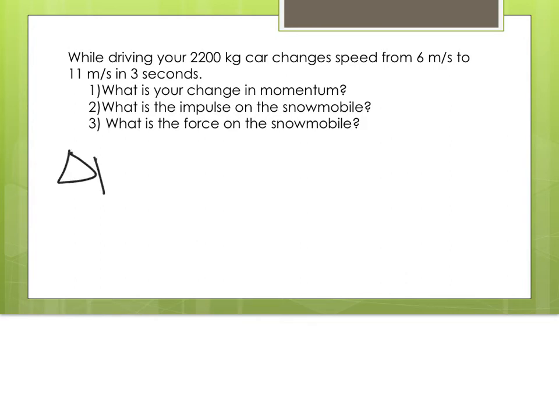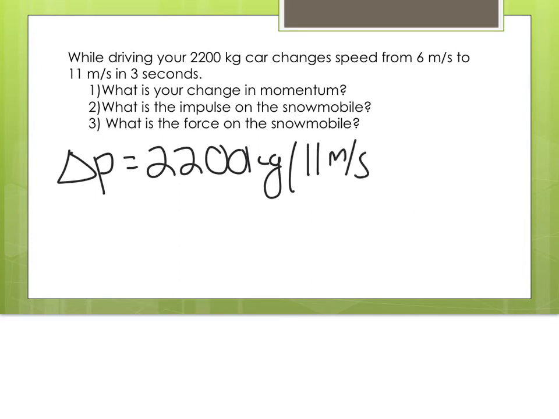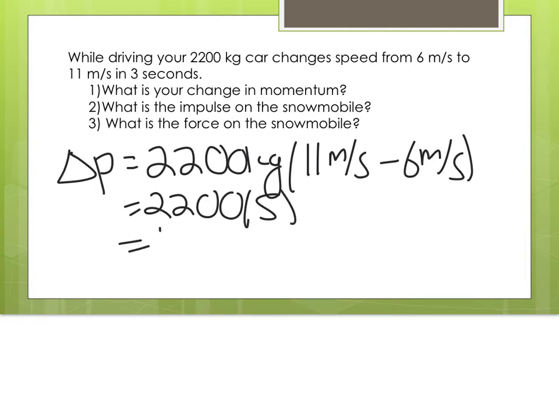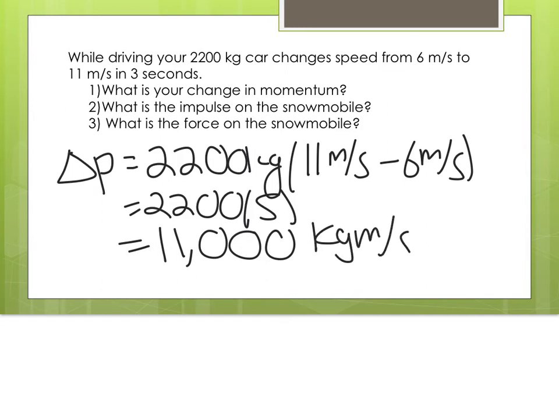If I want to find my change in momentum, I can take my mass and multiply it by my change in speed. So 11 minus 6. If we subtract, that's going to give us 5. If we multiply that out, I'm going to get 11,000, and that's kilogram meters per second. So that's answering number 1. What is our change in momentum? So what is our impulse? It is also my change in momentum, so it's actually the same answer.